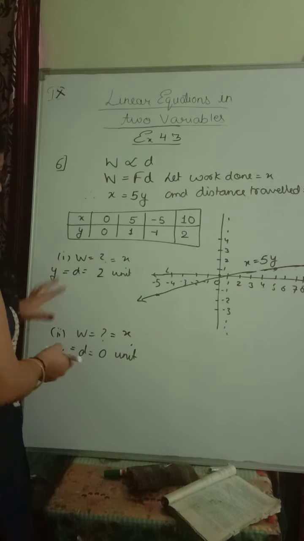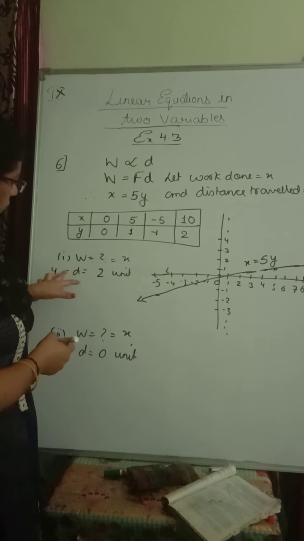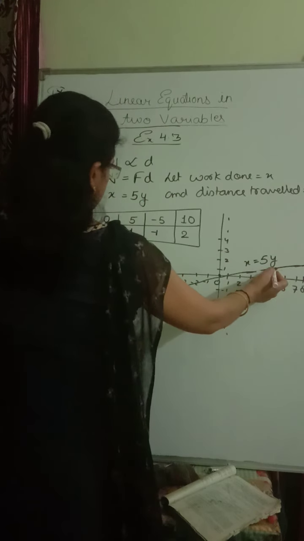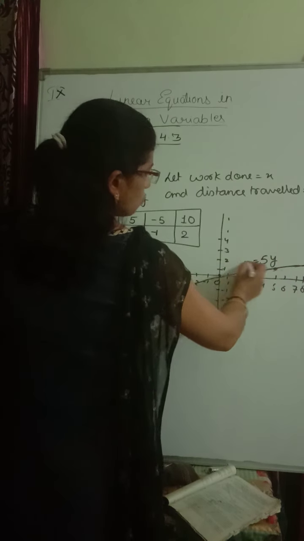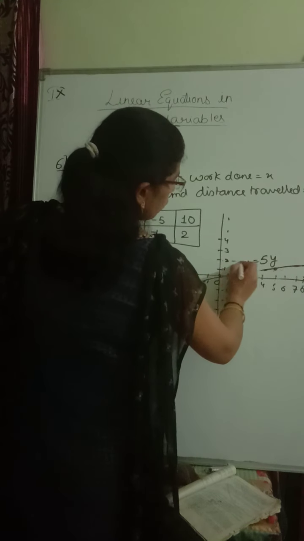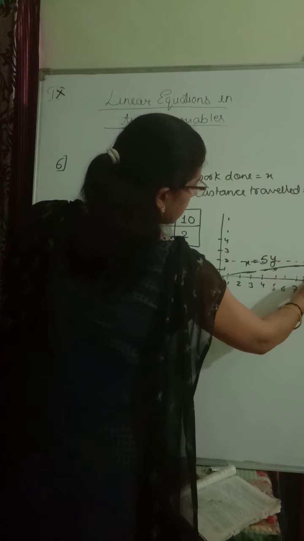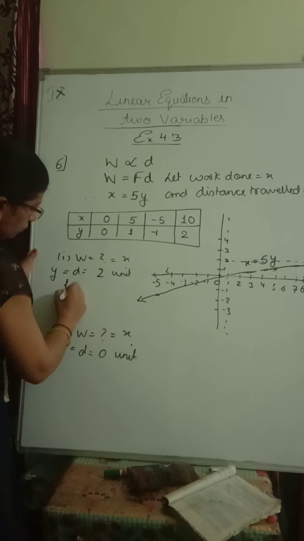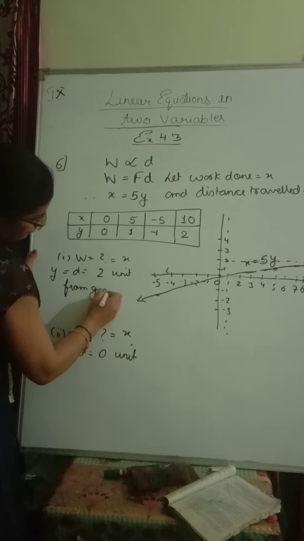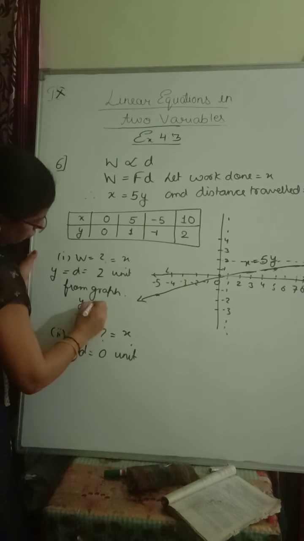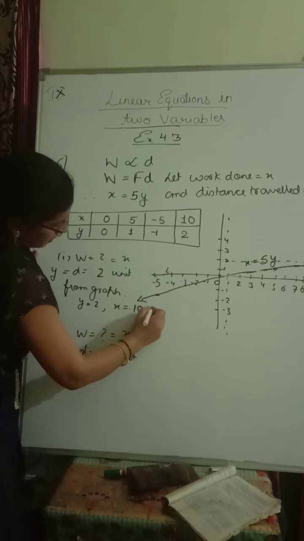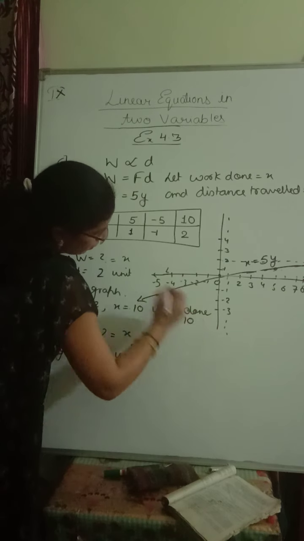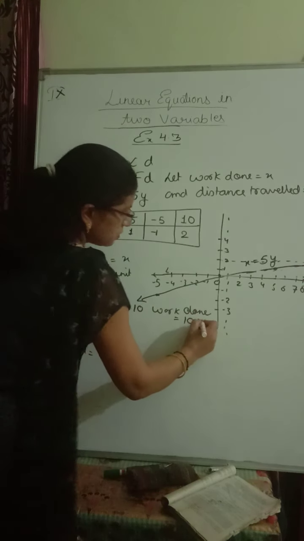So see from the graph. When distance y is equal to 2, what is the x value? When y is equal to 2, the value of x is 10. Draw the perpendicular from the graph to the x-axis like this. Where it meets the x-axis is 10. So that means from the graph, when y is equal to 2, then x is equal to 10. That means work done is equal to 10 units. So this much is the work done.